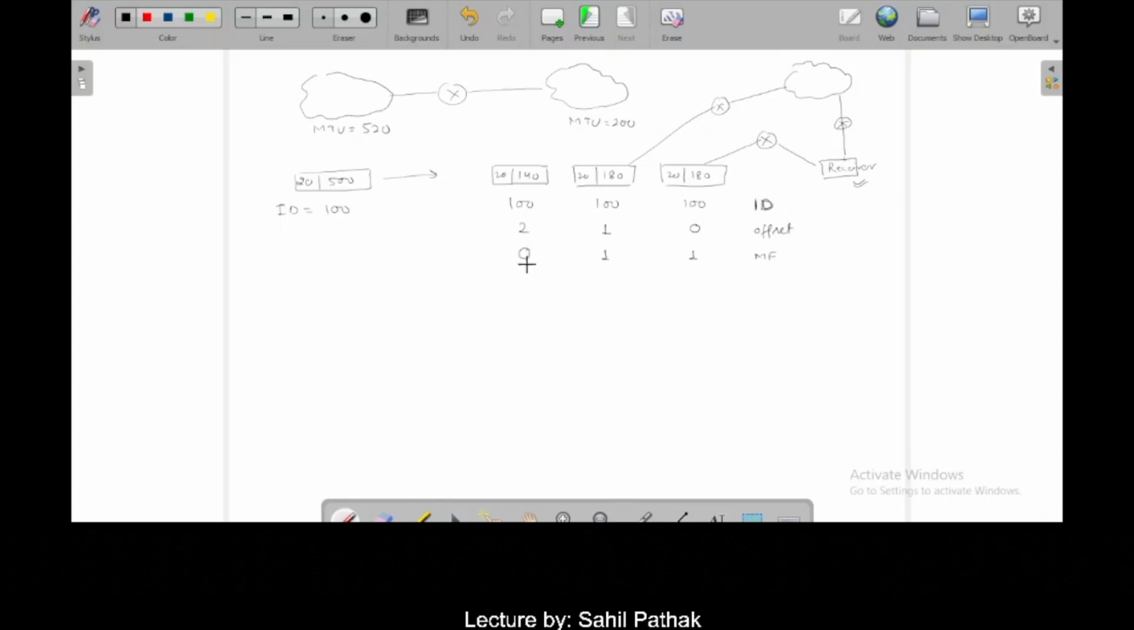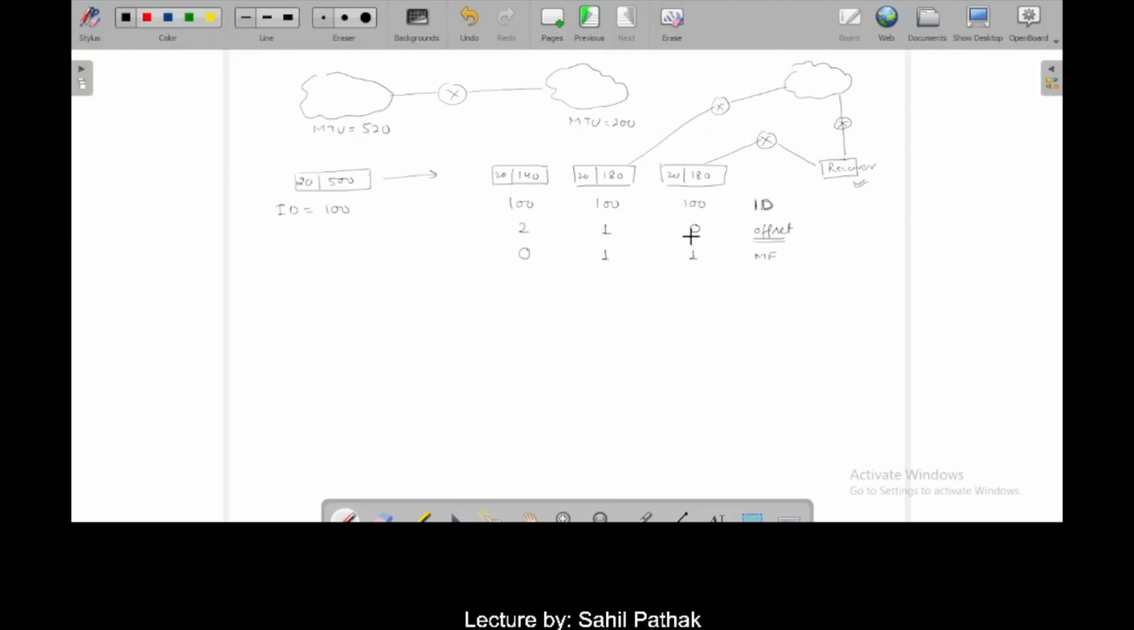So until unless he will receive the MF set as 0 in the fragment, he will wait before combining. So this MF field is very much necessary to find out whether we have received the last fragment of this datagram or not. Now I'm coming to this offset part.